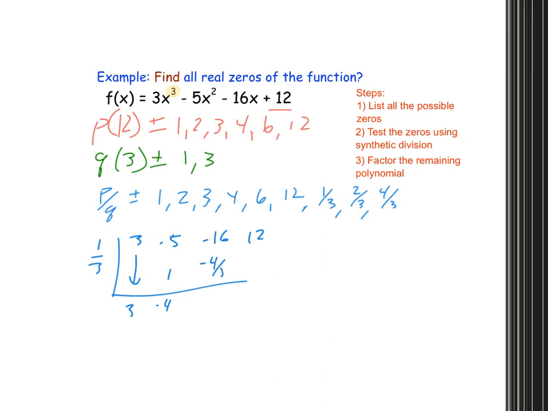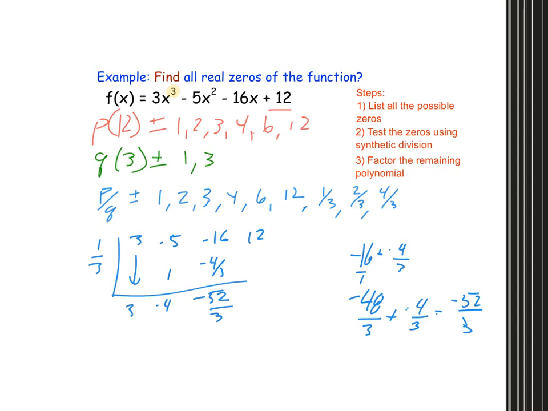So that's a little tough. -16 plus -4/3. Let's see, so I need this to be 3 down here. That'd be -48/3 plus -4/3, which is -52/3, which won't reduce.